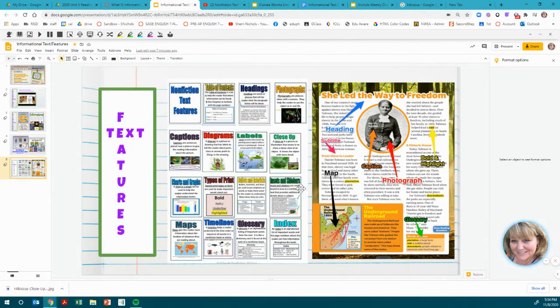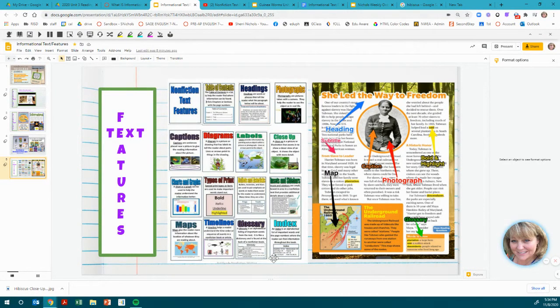They have insets or sidebars. They're small boxed-in areas of nonfiction text. It just provides additional details. Oftentimes there are maps to give the reader more information. Timelines help the reader understand the time order.